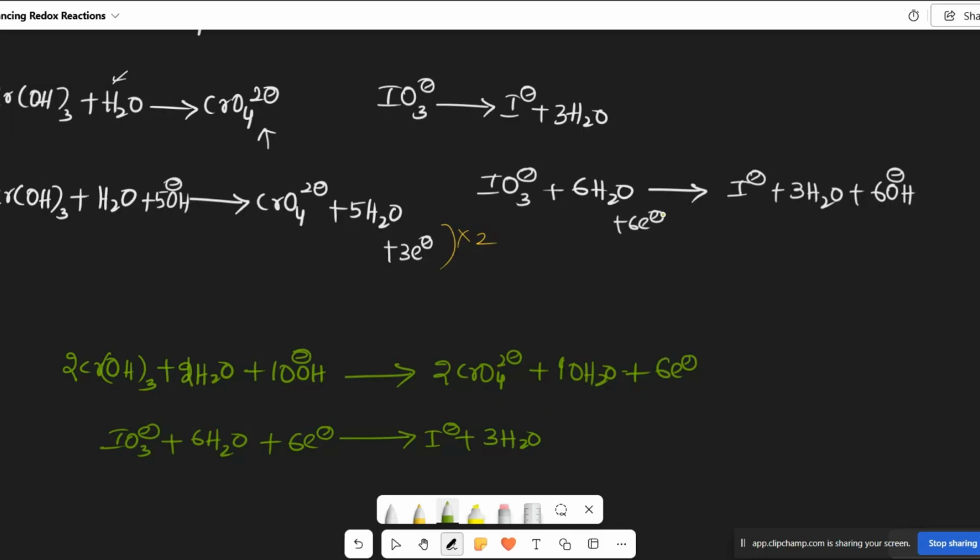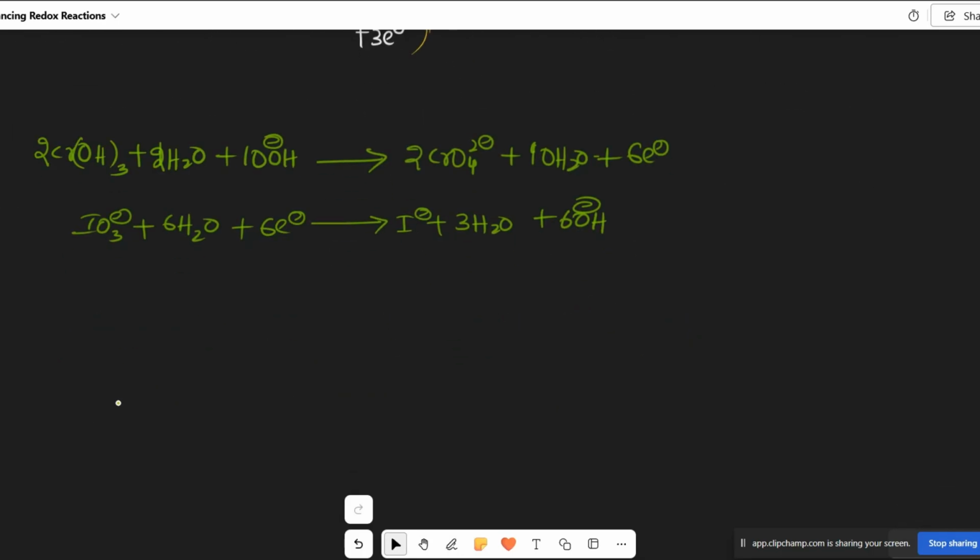If the one electron should be added on the right side, it will be added on the left side in the other reaction. That's how it will get cancelled out. Then not 10 H2O, sorry. How many? 6 OH negative. So that's it. We have got the answer.